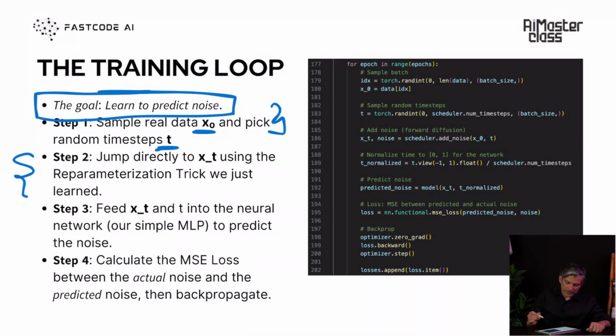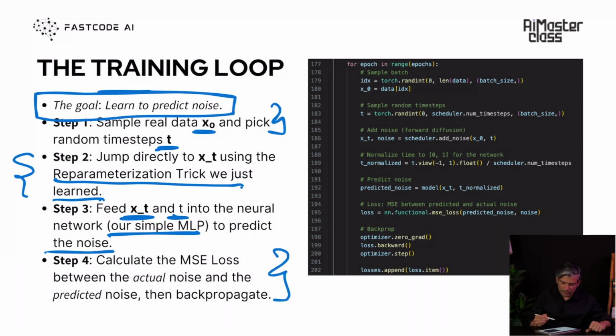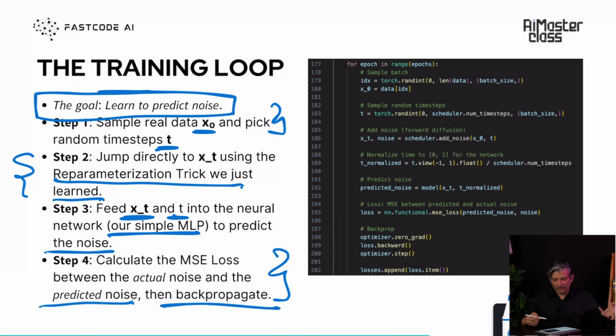Then you jump directly to 300 using the reparameterization trick that we learned. You feed your xt and t into the neural network, our simple MLP. I'll show you what model we use to predict the noise. And you simply calculate the MSE loss between the actual noise and the predicted noise and backpropagate as always.